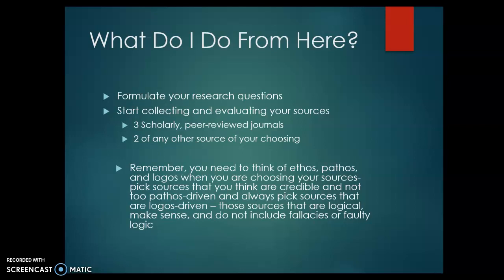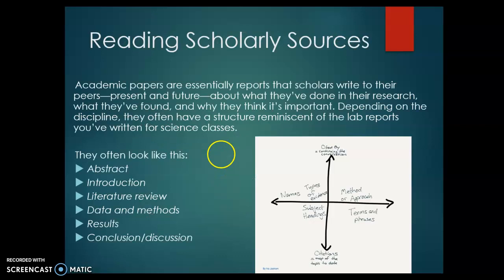So the second bullet point here, remember you need to think of ethos, pathos, and logos when you're choosing your sources. Pick sources that you think are credible and not too pathos or emotion driven. And always pick sources that are logos driven. So logical, they make sense. There are no fallacies or faulty logic. They simply just make sense. There are no biases connected. And so just make sure you keep those things in mind when you're finding your research.